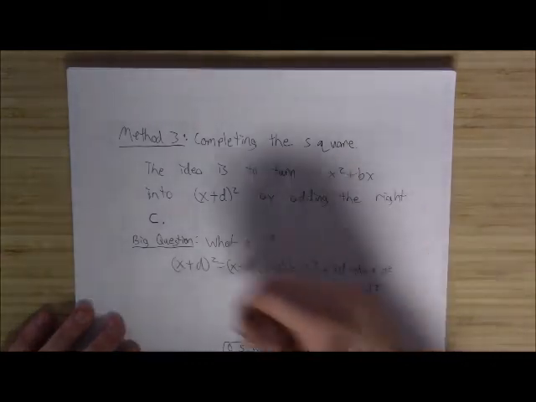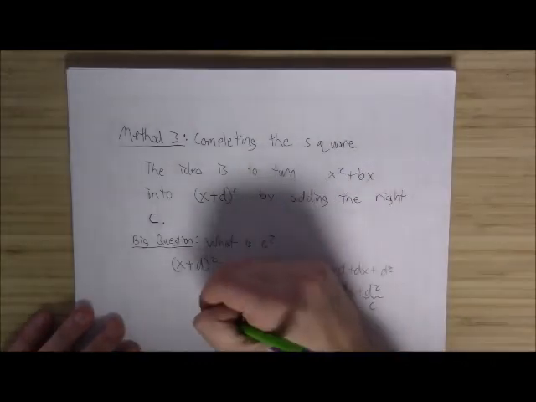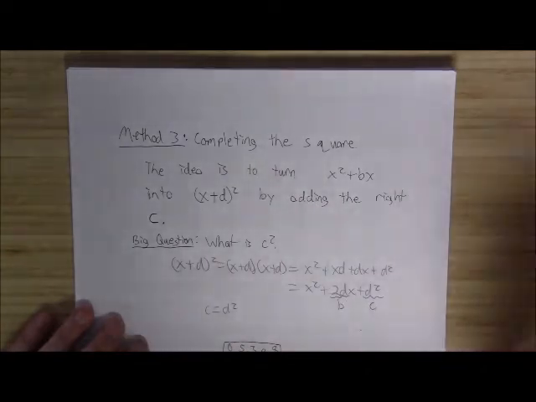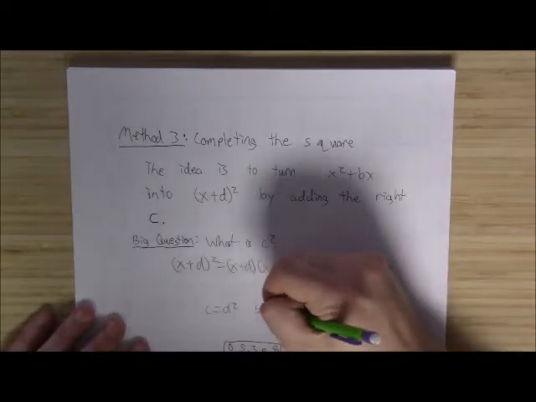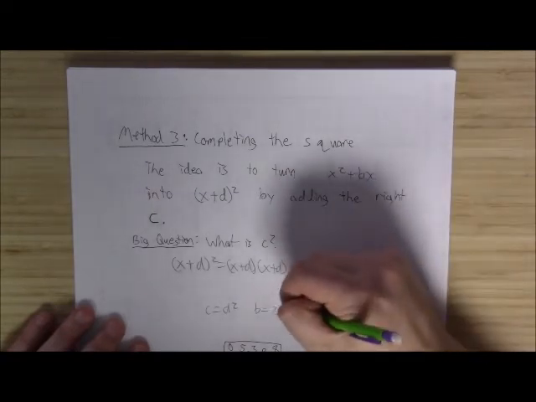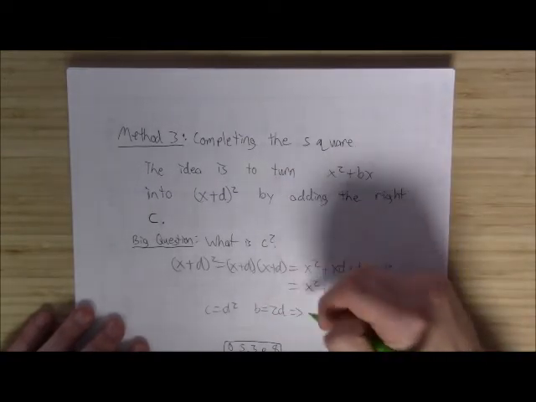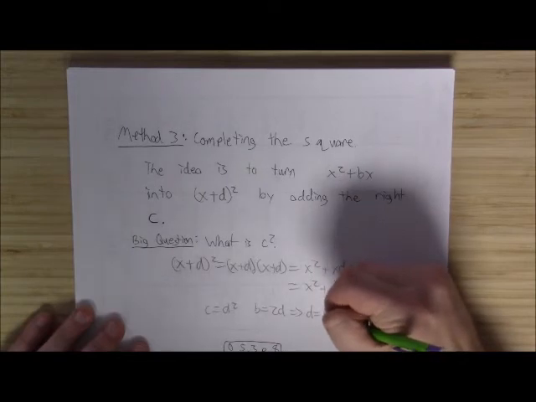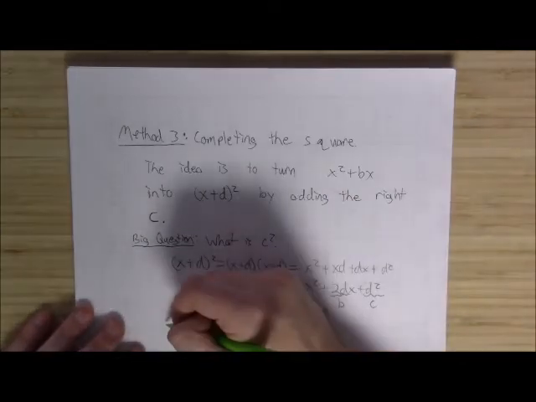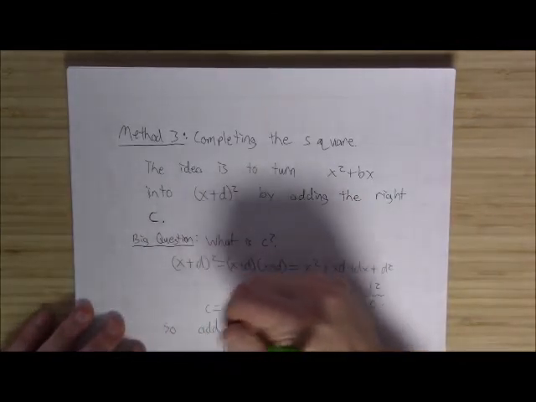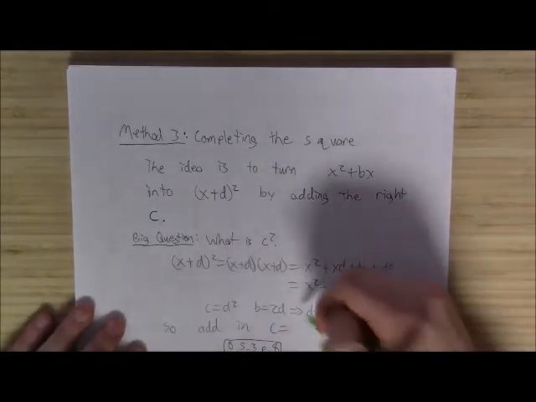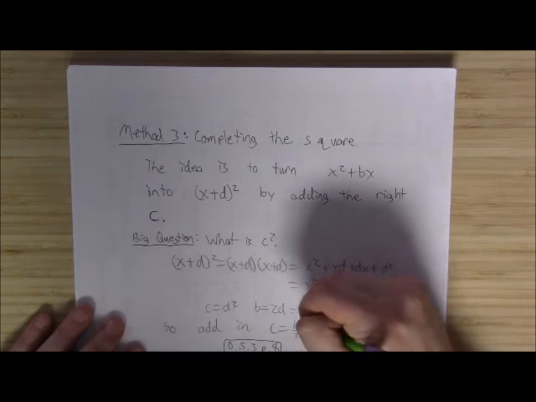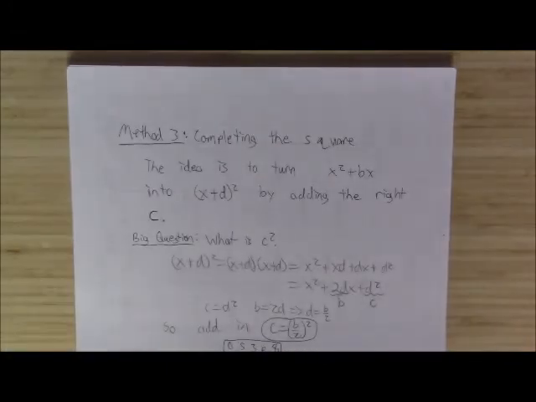So we have that c should equal d squared. And what is d? Well, d we can find via this: b equals 2d. In other words, d is equal to b over 2. So if we add in c equals b over 2 squared, okay? That's how you get that magic factor.